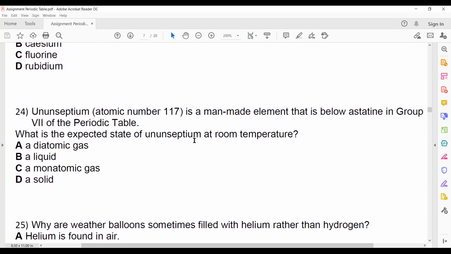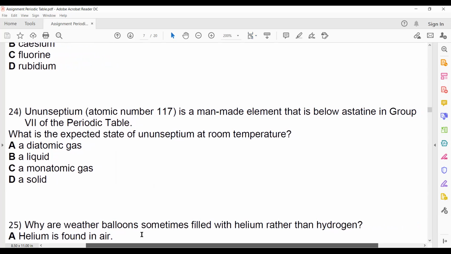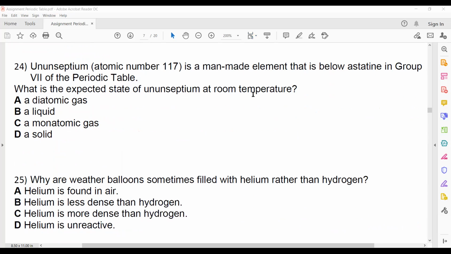Ununseptium, atomic number 117, is a man-made, artificial element. It is below astatine in group 7. What is the expected state at room temperature for this element? As we go down the group, the state changes from gas to liquid and then to solid. So if astatine is solid, then it should also be solid.